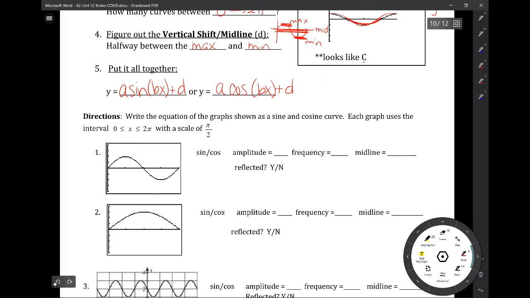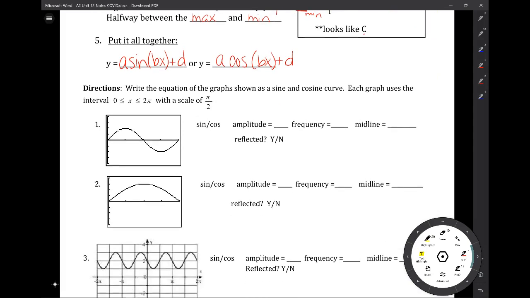All right, it is time. So, very first example, we're going to start off with a very easy first example. Let's read the directions. Write the equation of the graph shown as a sine or cosine curve. Each graph uses the intervals 0 to 2 pi with a scale of pi over 2. Great. All right, so that means this curve is ending at 2 pi, just the way we like it, and the scale is counting by pi over 2s, which also is exactly the way that we want it to look.